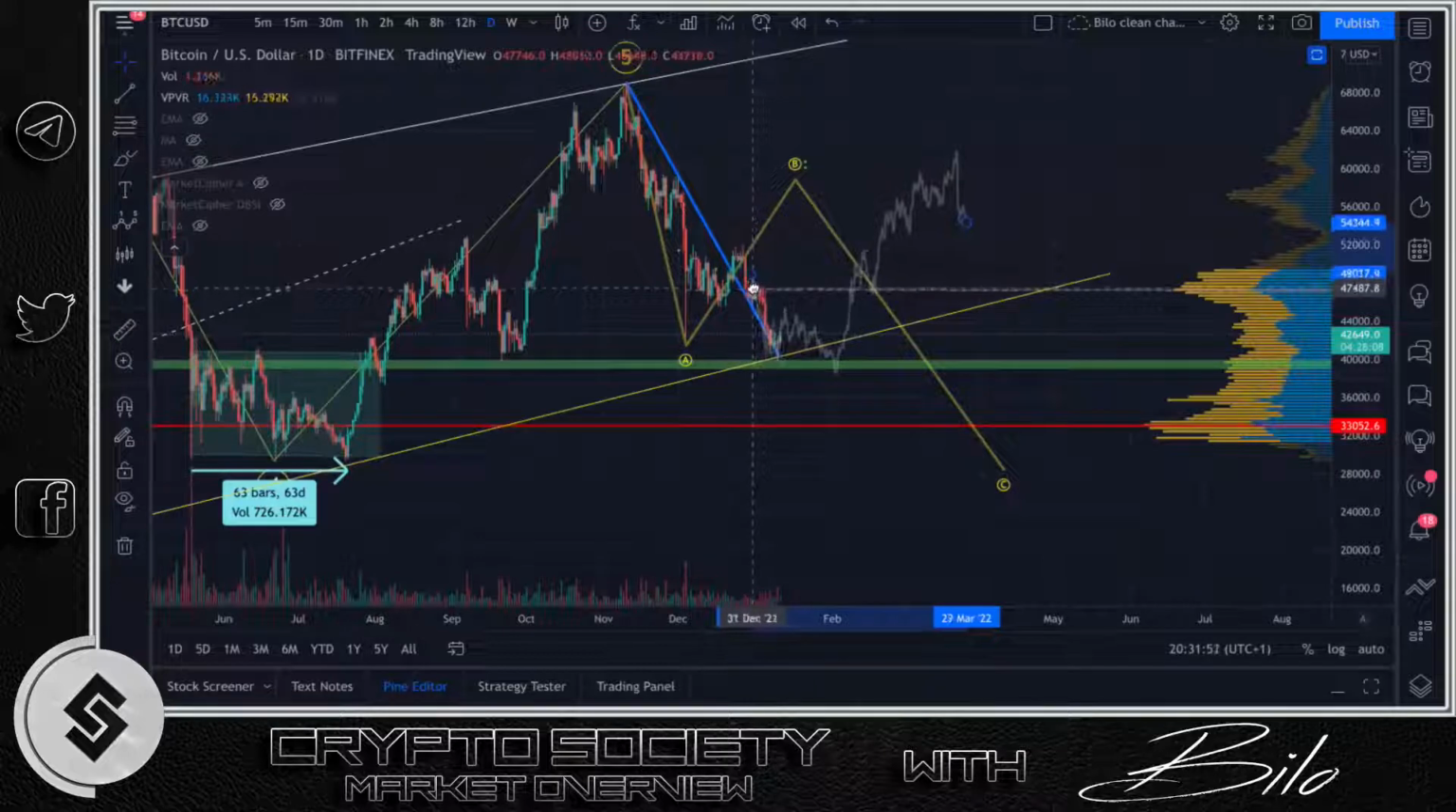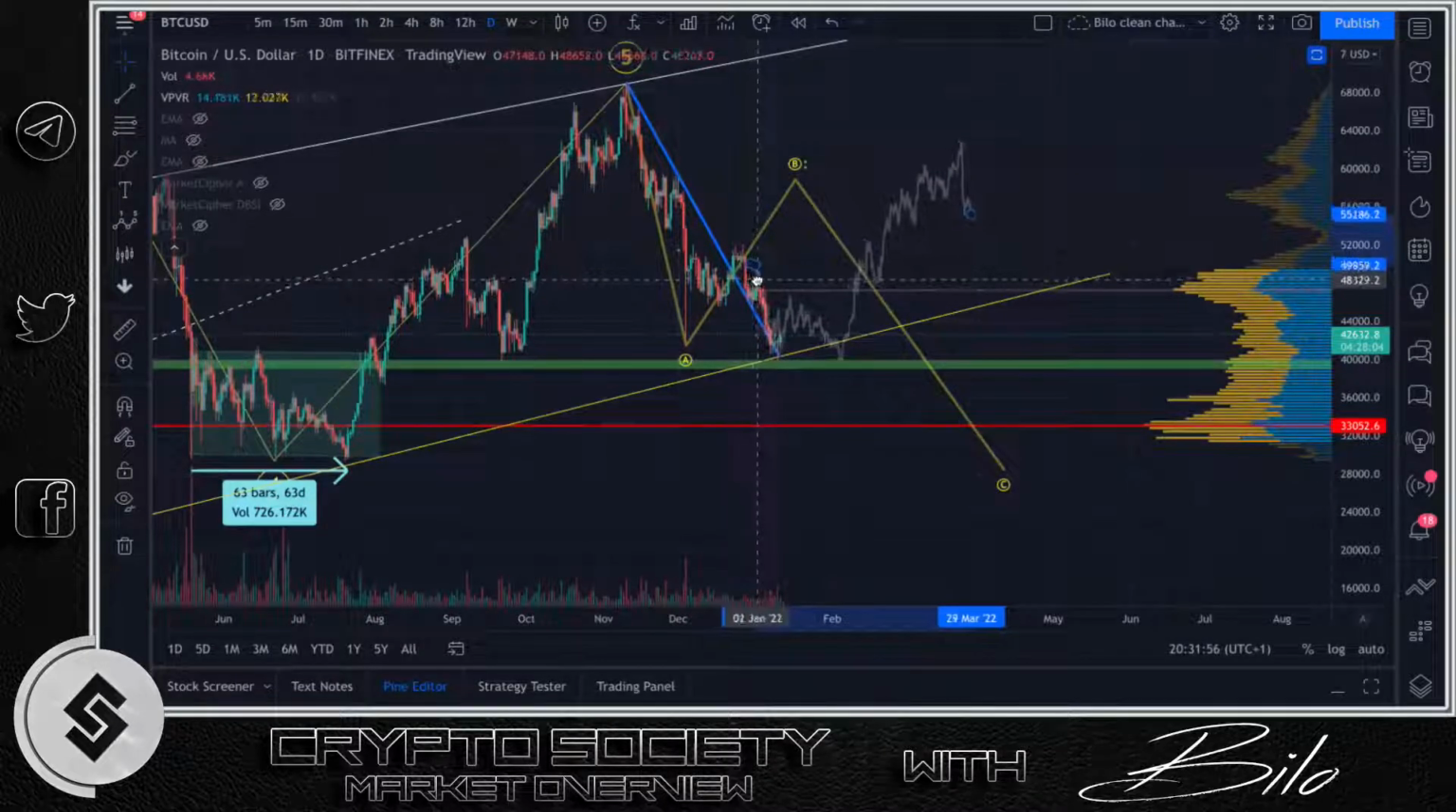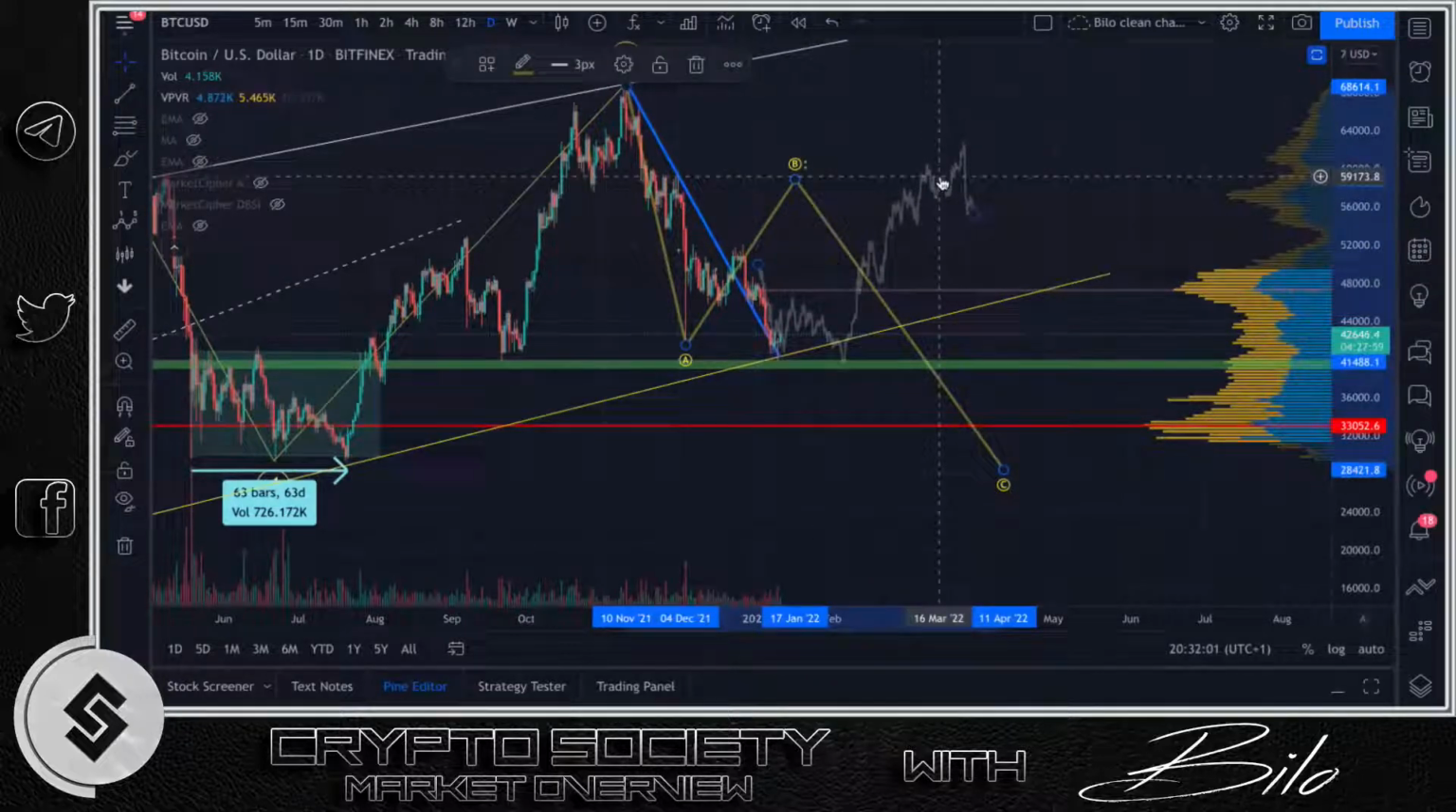So Bilo, yeah. Did you notice that we managed to stay above the weekly high low by literally $50 on the nose? Yeah. That's crazy.